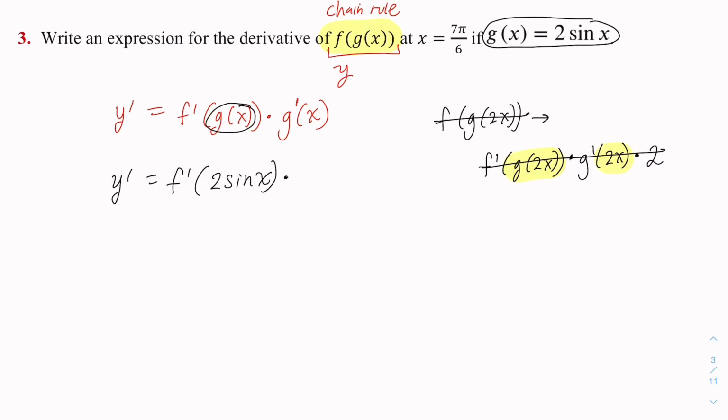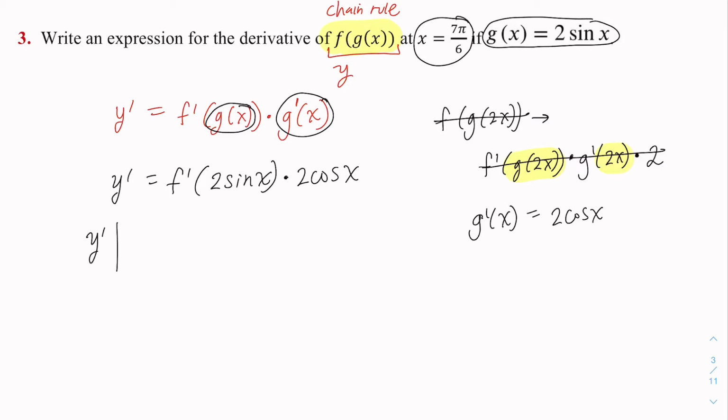So I've plugged in g of x. To plug in g prime of x, I need to find the derivative. G prime of x will be 2, and the derivative of sine is cosine x, so that's what I'm multiplying at the end. In our last step, we'll need to evaluate this at the point given. So we'll show that like this.